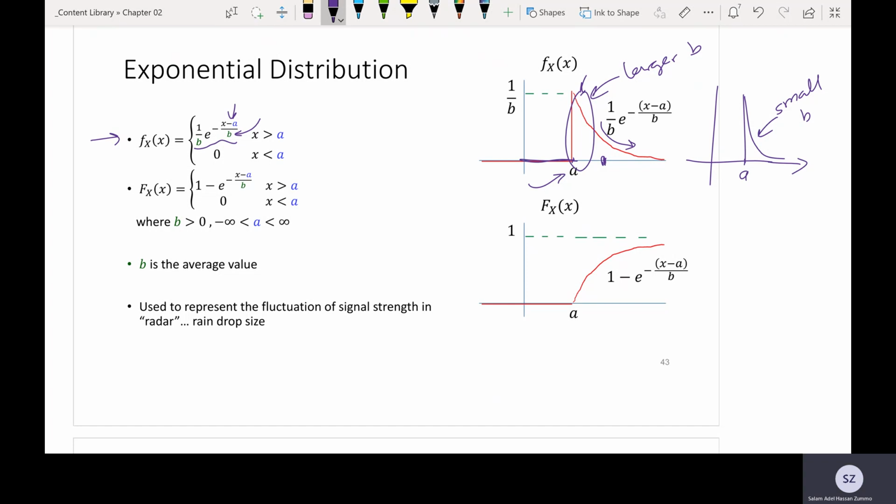Now, notice small b means that this is large. This is small b because one over this is large. And larger b, this is small and wider. Again, the area under the curve is always equal to one. Of course, you can write it this way, or you can write it as 1 over b e to minus (x minus a) divided by b u of x minus a. Either this or this.